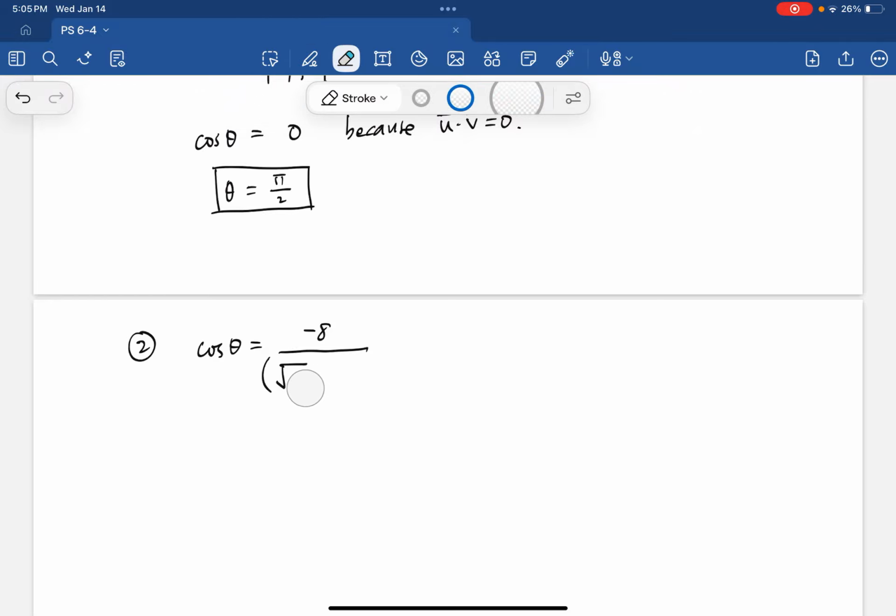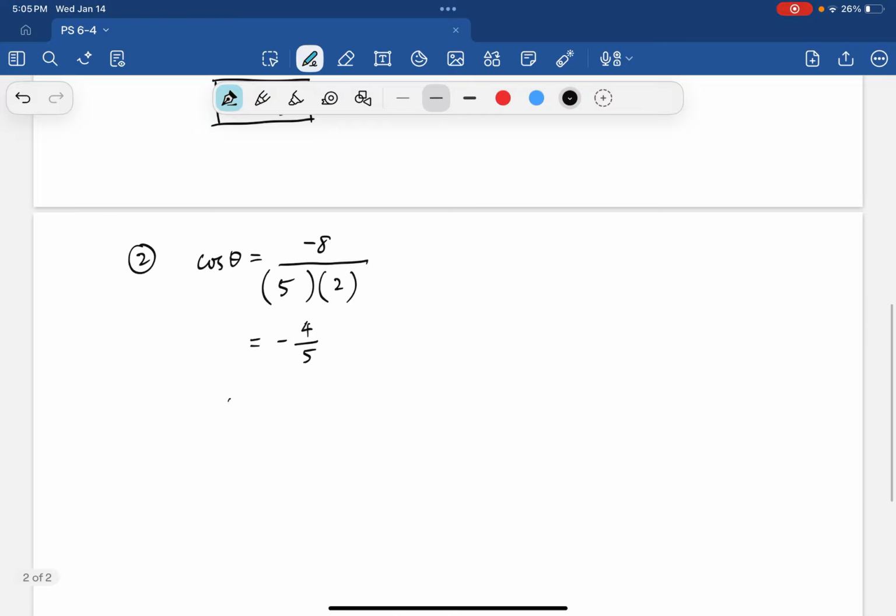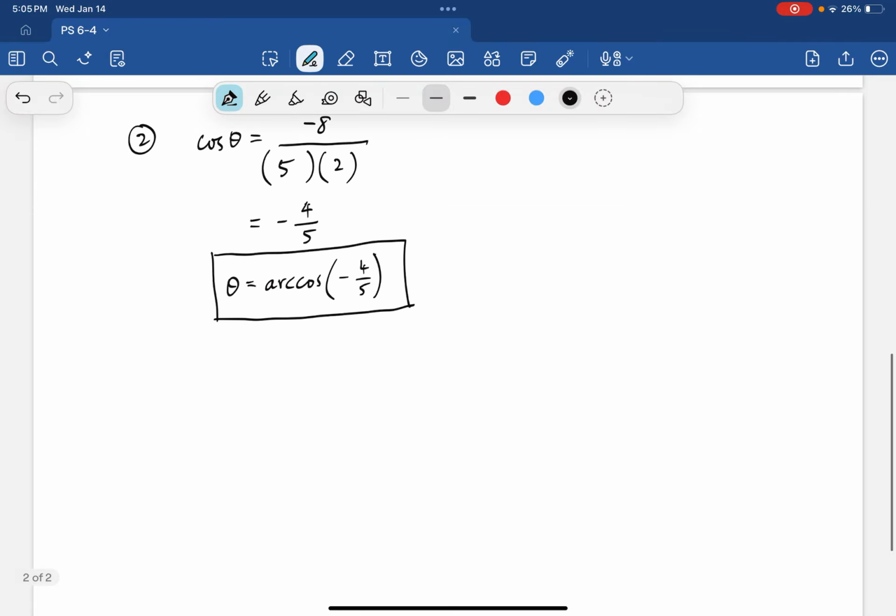Sorry, not root 5. All right, it forms a 3, 4, 5 triangle. So it's the square root of 9 plus 16, which is square root 25, which is 5. And then the magnitude of v is 2. And so cosine theta is negative 8 over 10, which is negative 4/5. So that tells us that theta equals arc cosine of negative 4/5. And this is something that we cannot simplify. And so we leave it like that.